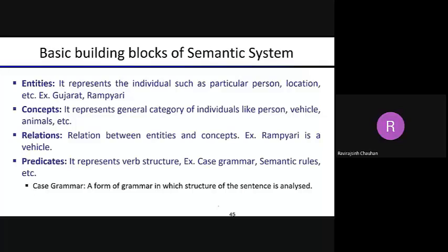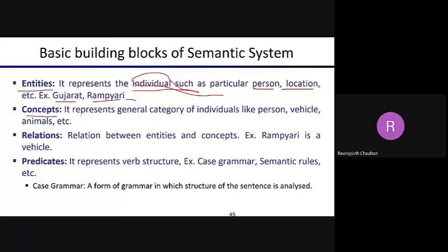Before we understand that, let us understand the basic building blocks. When you build a semantic system, like the semantic network you created, you created nodes, so we have different blocks for understanding. We can represent entities. What is the meaning of entities? It represents the individual. It can be a person, a location, something fixed. So Gujarat, Rampyari, Raviraj, anything like that is called an entity.